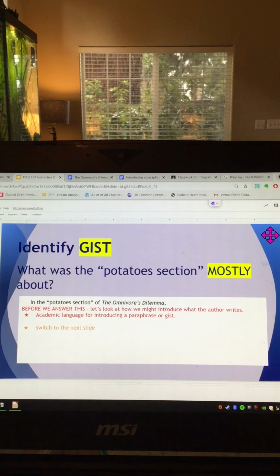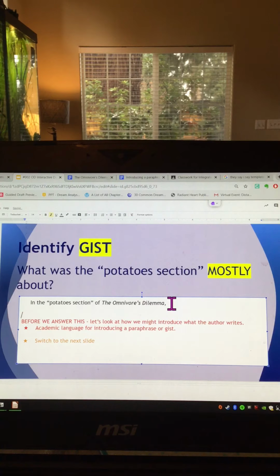The fact that it says mostly about tells us that, again, we are going to be writing a summary, a gist statement. And I've got the beginning of our response here. Go ahead and space that down. In the potatoes section of The Omnivore's Dilemma, and that's where I stop because we're going to add in having you generate the next section.